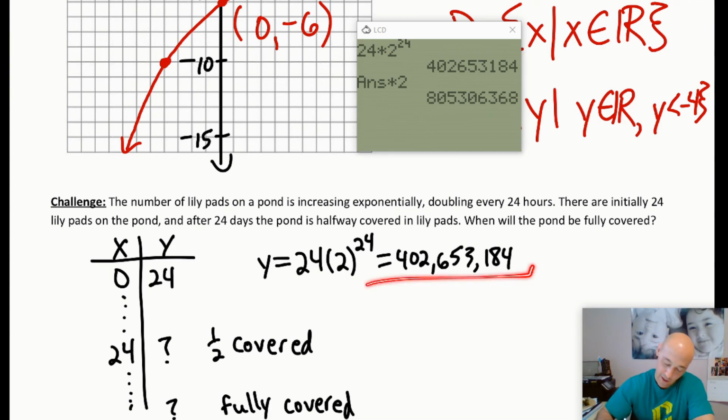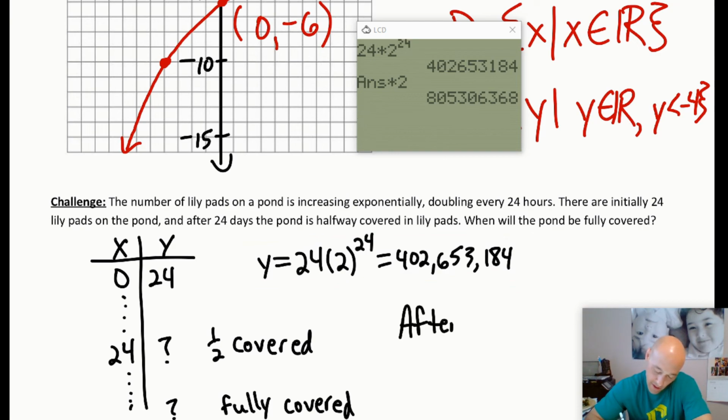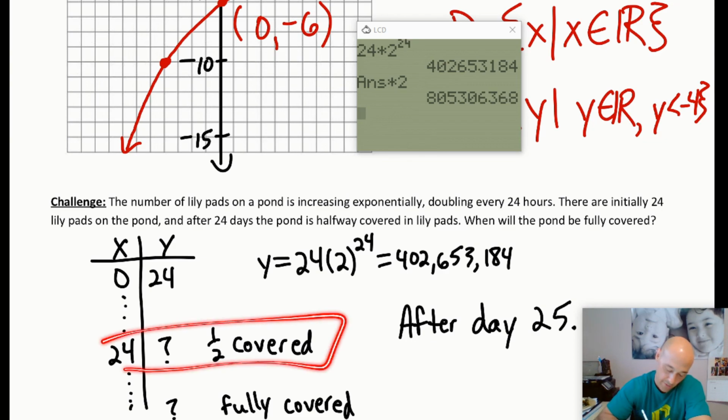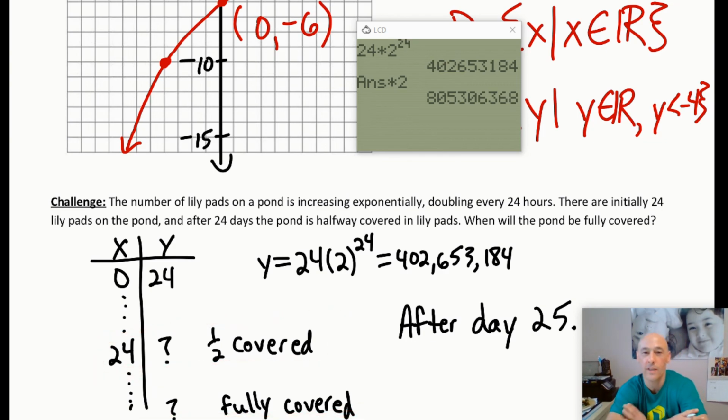So we didn't even have to do this. It's going to be fully covered after day 25. Oh, it was a tricky question. No wonder it was a challenge. It's doubling every day. If it's half covered after 24, it'll be fully covered after 25. That was a good problem.